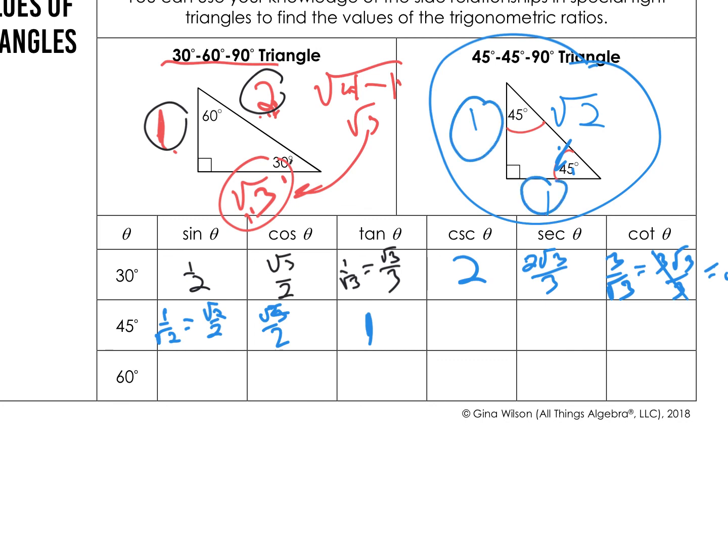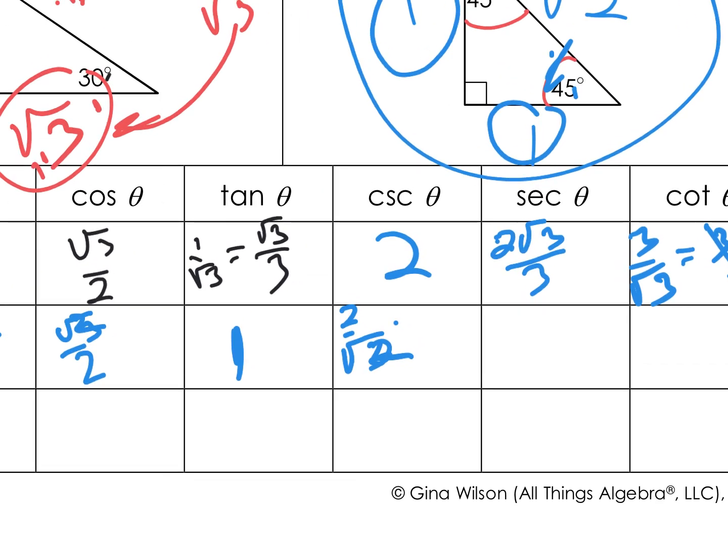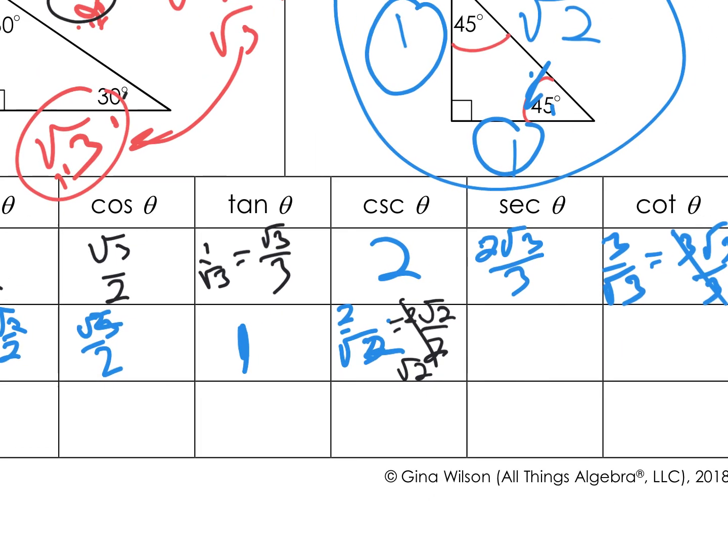Opposite over adjacent. Now just flip them all, right? So if I'm going to flip square root of 2 over 2, that looks like this. 2 over the square root of 2. That turns into 2 square roots of 2 over 2. But what cancels? The 2's. So just call it square root of 2. Secant flips what? It's the same. And cotangent is a 1, because if you flip a 1, it's still a 1.